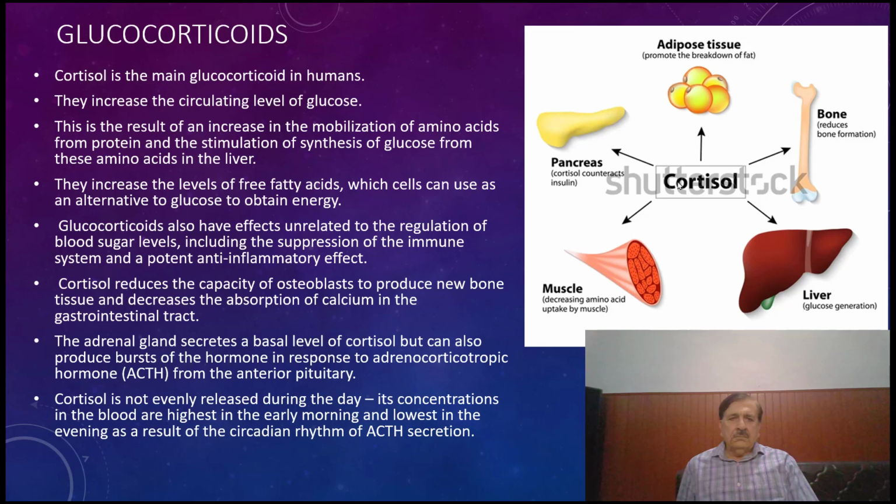So here you can see the cortisol acts on the pancreas, increasing release of insulin. It mobilizes protein from the muscles, and when it acts on the liver, it causes synthesis of protein, synthesis of glucose from other components of the body like protein, and also mobilizes fats and uses it as energy by the body, and decreases deposition of calcium in the bone and makes the bone weak and fracturable.